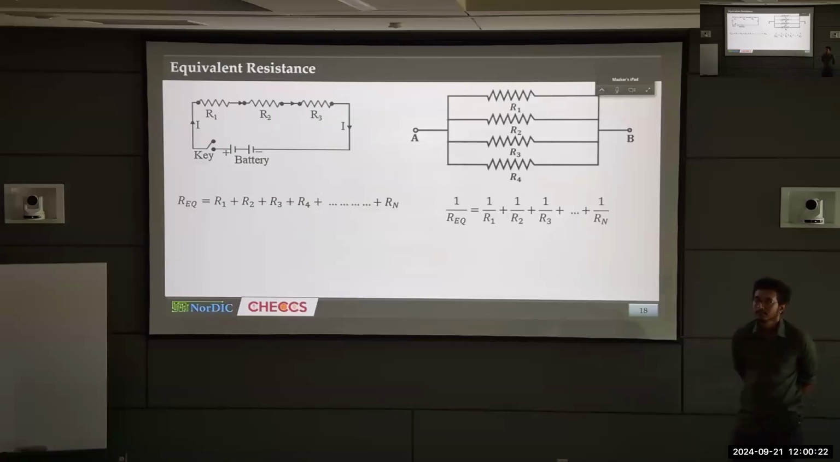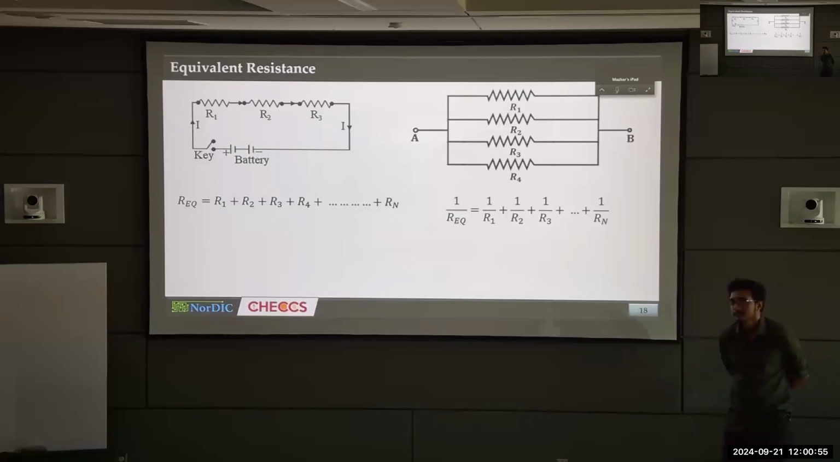For the one on the left, what is common between R1, R2, R3? What is common between the three resistors? They have the same what? Current. All of them carry the same current I.